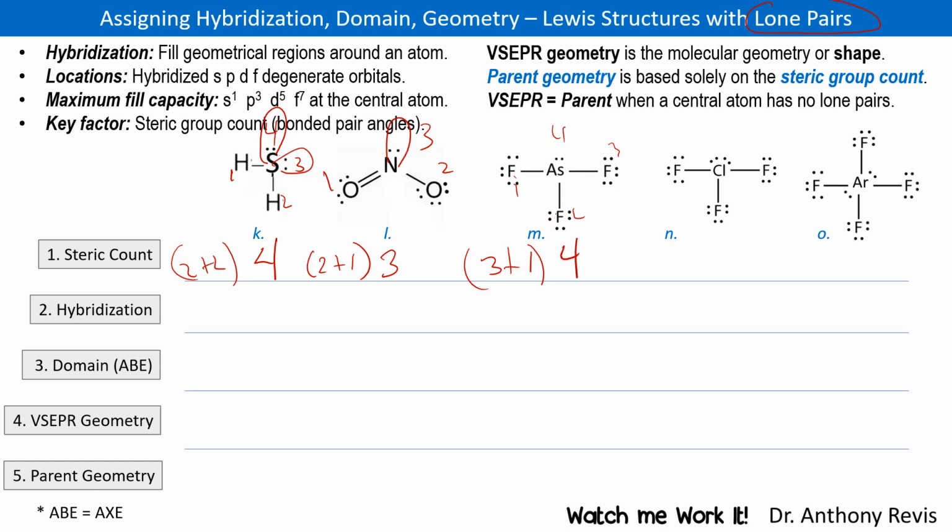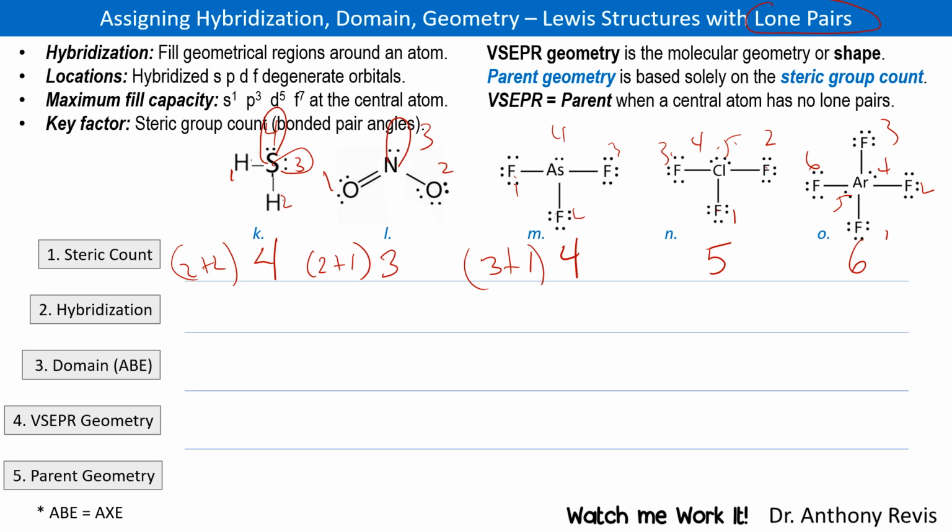In the case of N here, I have 1, 2, 3, 4, 5. Can you see that? 1, 2, 3, 4, 5. So this is going to be 5 bonded groups. And here I have 1, 2, 3, 4, 5, 6. Doesn't matter how you count them. It's 6. So I need to count for where they're located in the hybridization.